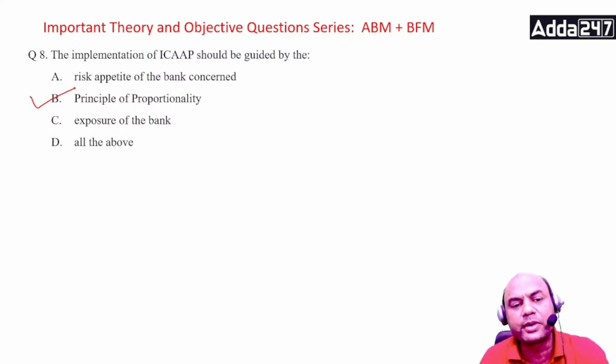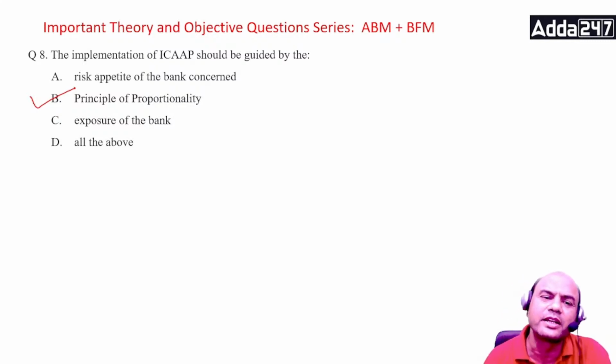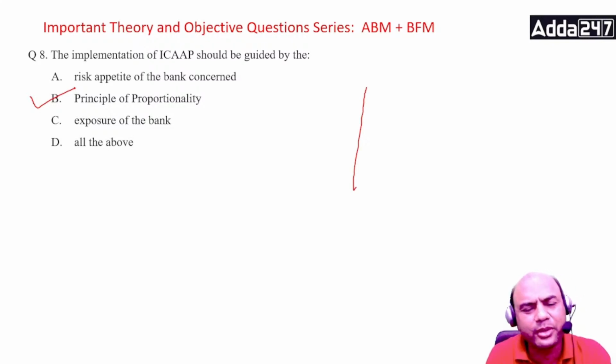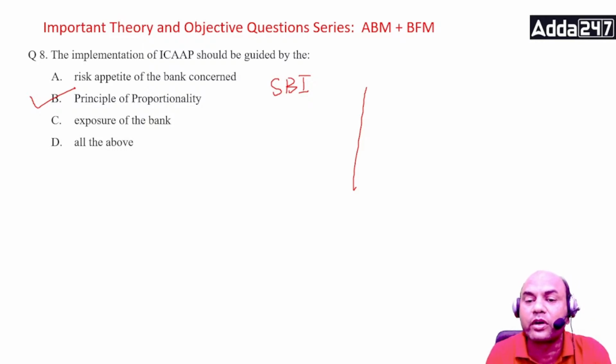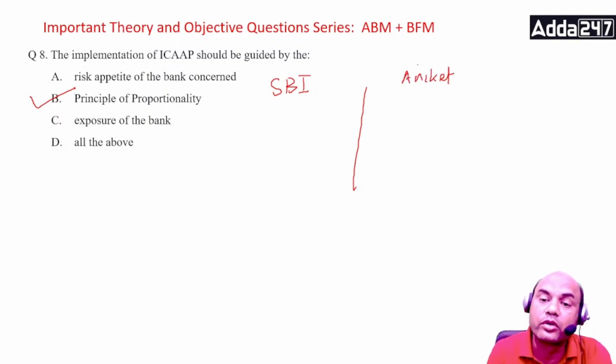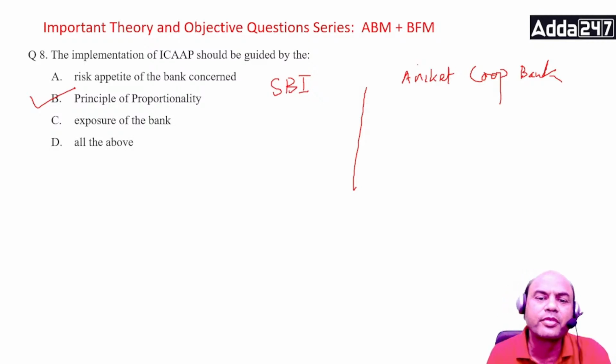So ICAAP is guided by the principle of proportionality. What is this proportionality? Here it's very simple. Let me give you two examples. One is any big bank, let me call it SBI, the biggest bank in India, and one of the biggest in the world also now. And the second one, let me call it by a random name, Aniket Cooperative Bank, some bank anywhere, XYZ area. Both are banks, both are under RBI.